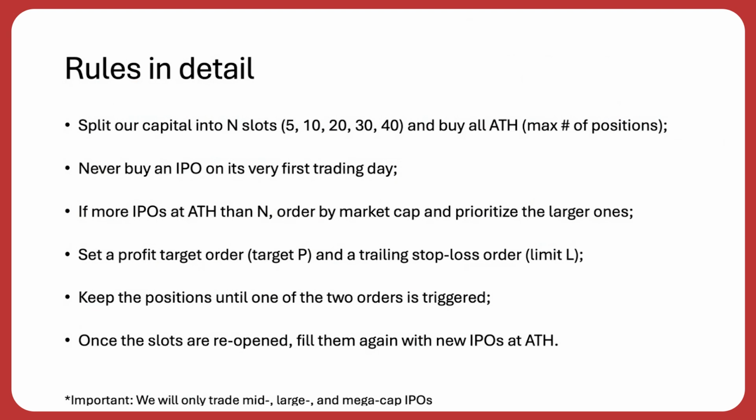Second, we'll never buy an IPO on its very first trading day. Third, if there are more IPOs at all-time high than the number of slots, we're going to order them by market cap and prioritize the larger ones. Fourth, we're going to set up a profit target, P, and a trailing stop loss with value L, and we're going to play with P and L. We are going to keep the position until one of the two orders is triggered, either the profit target or the trailing stop loss. And once one of the orders is triggered and the slots are of course reopened, we're going to fill them again with new IPOs at all-time high, and we're going to keep refilling with IPOs.